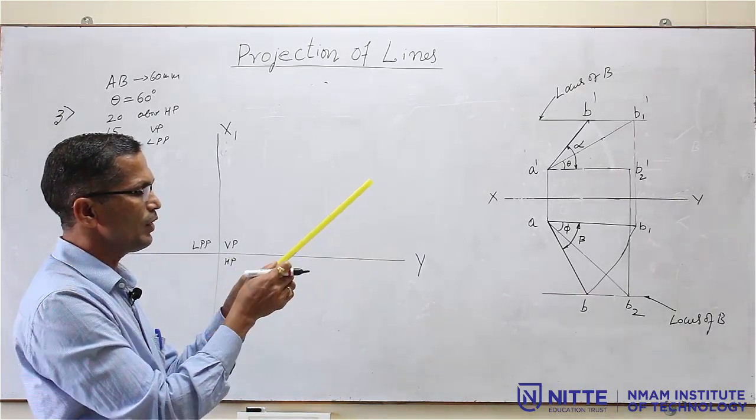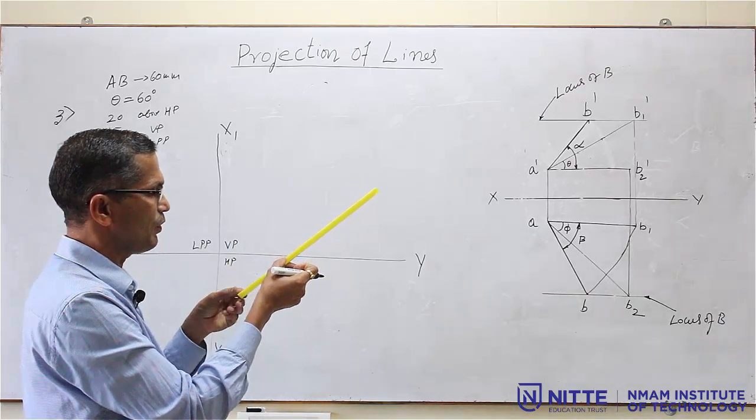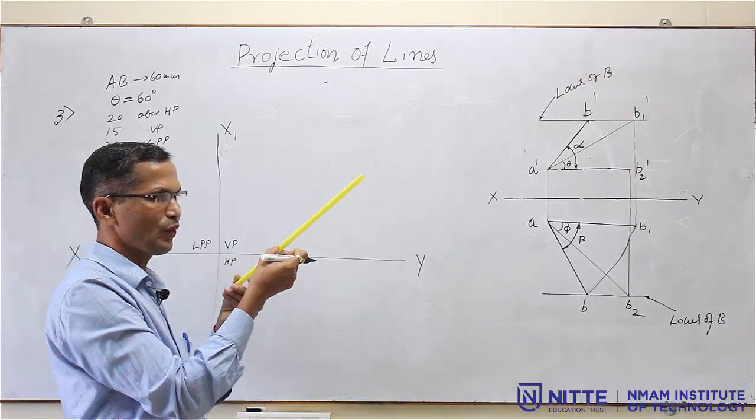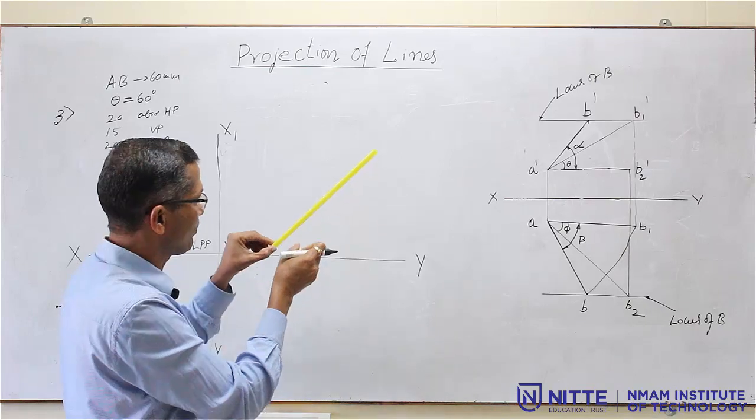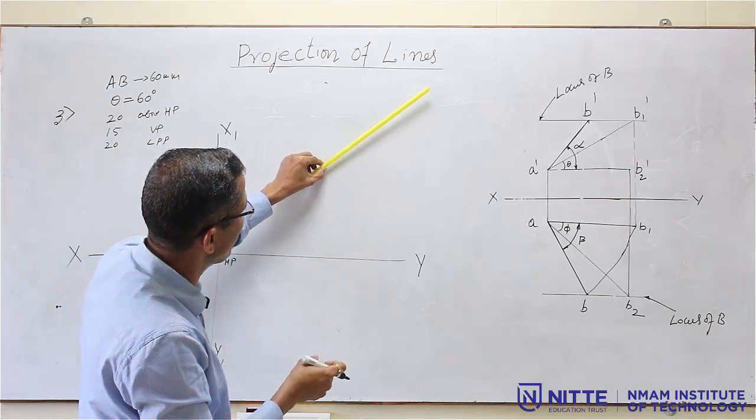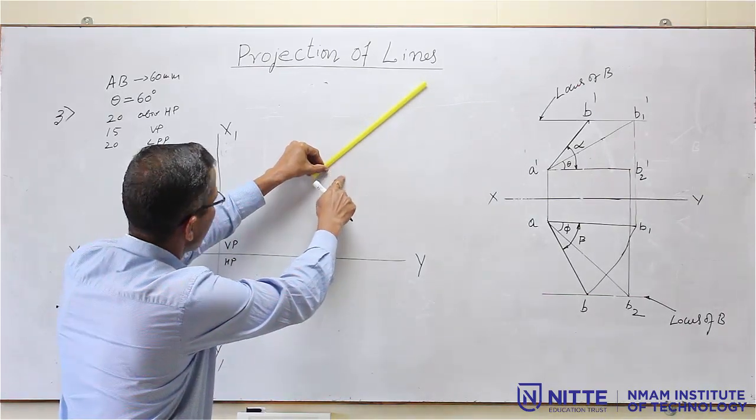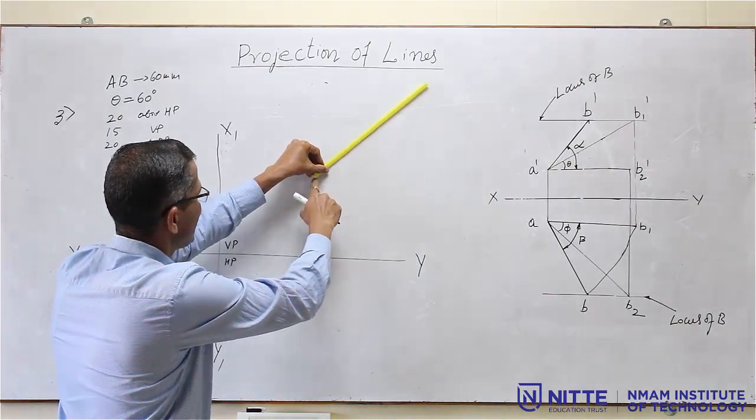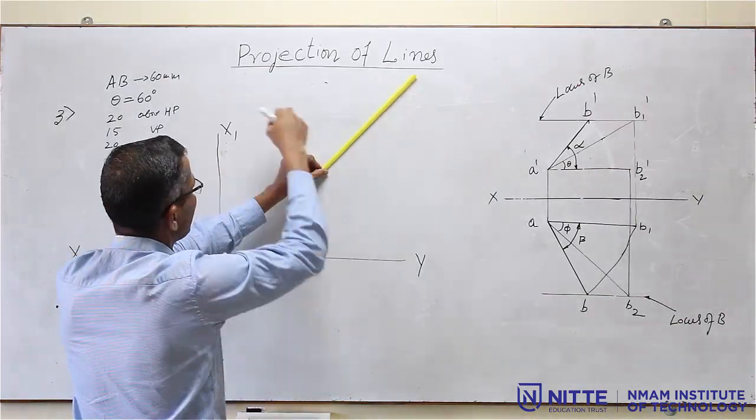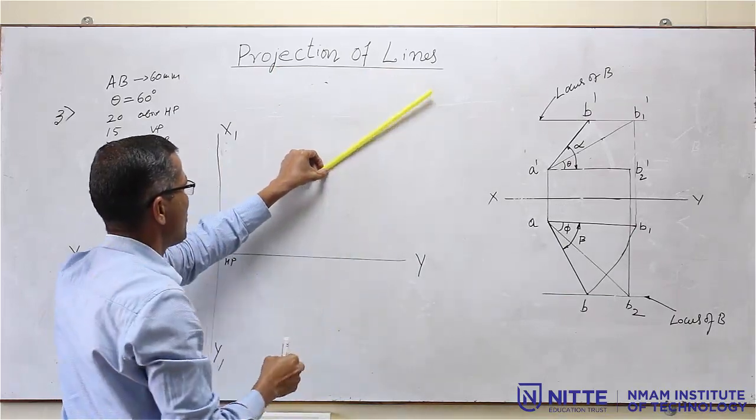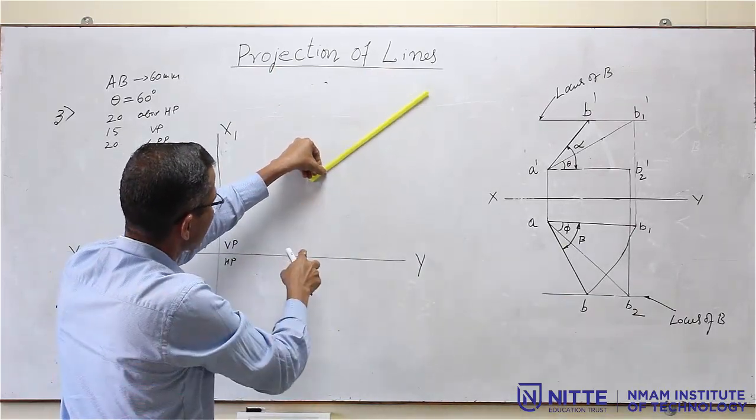The condition is like this. Whenever the line is parallel to any one of the planes, then its true length is available in that plane. That means the front view will be like this. What is this angle? The angle will be theta, 60 degrees. What is this length? The length will be equal to the actual length of the line, 60 mm. Then what is this distance?